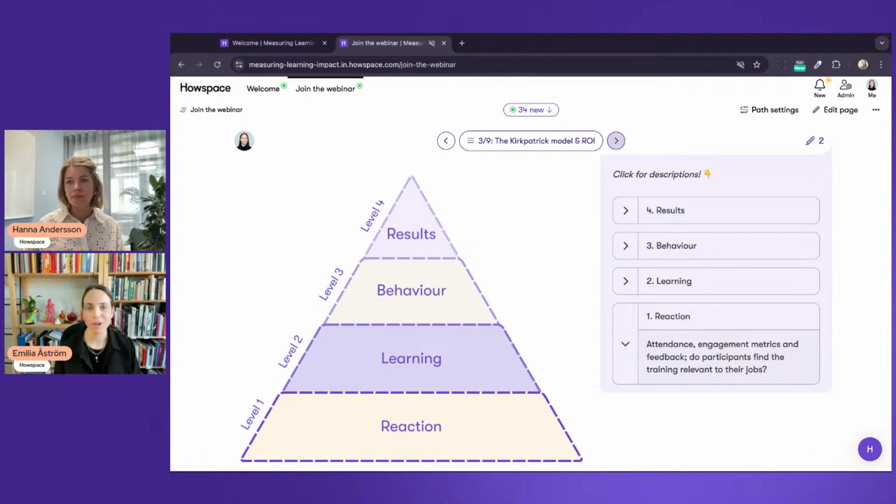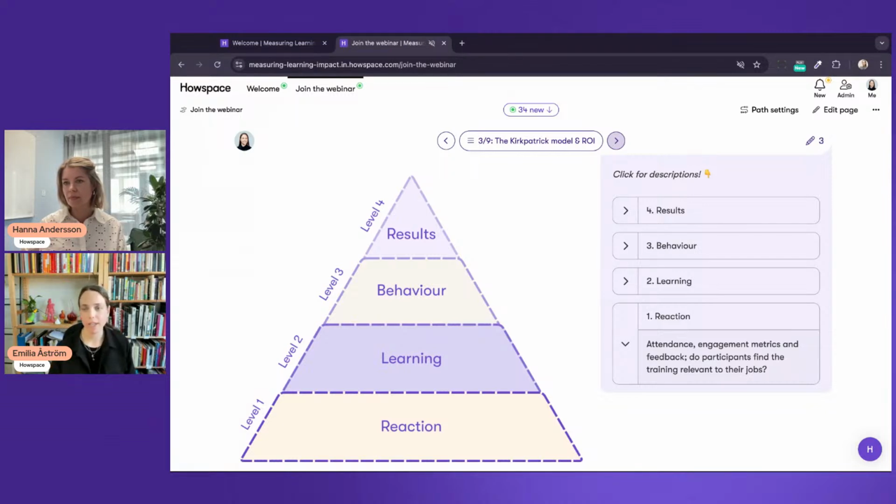Most of you probably know about, or are aware of, or are familiar with this model in some way, but just to set the context and make sure that we're all on the same level, let's do a quick walkthrough. So in level 1, which is about reaction, this is about measuring if the learners have found the training to be relevant to the role.